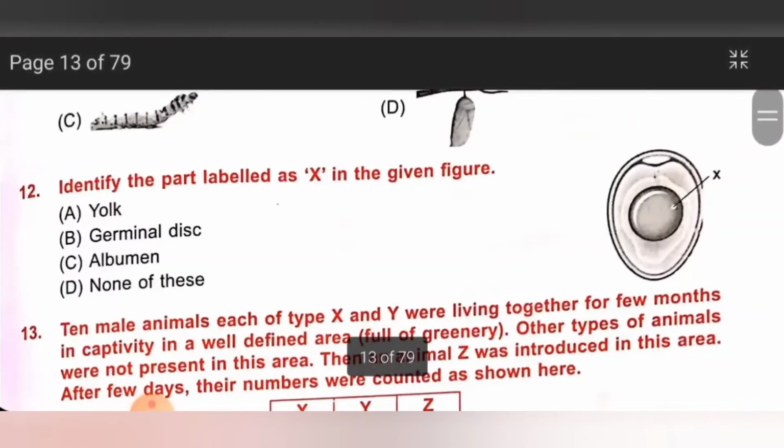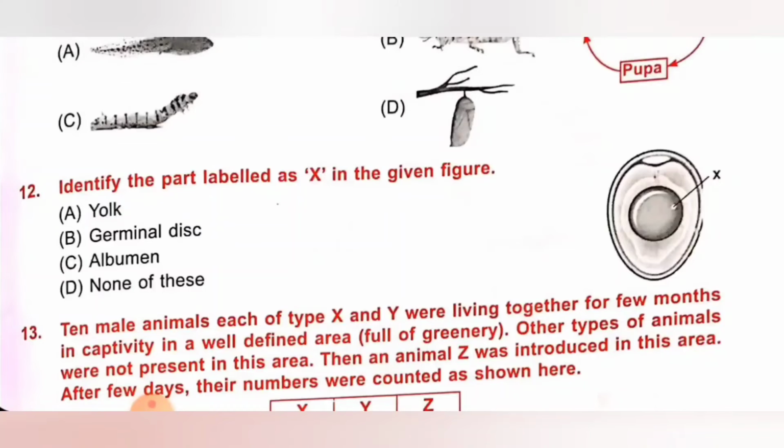12th one. Identify the part labeled as eggs in the given figure. Option A, yolk, B, germinal disc, C, albumen, D, none of these. We know germinal disc is a small circular white spot, maybe around 2 to 3 millimeters, on the surface of the yolk of a bird's egg, from which the young one begins to develop. So the part labeled in the given figure is germinal disc. Option B is the correct answer.